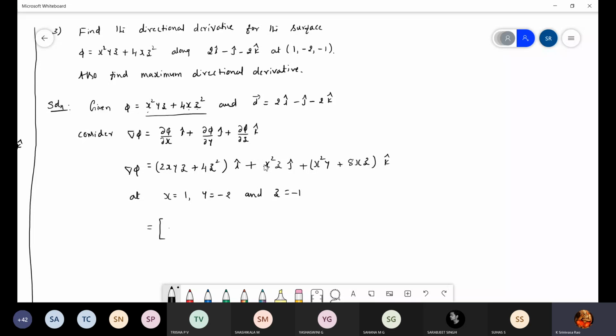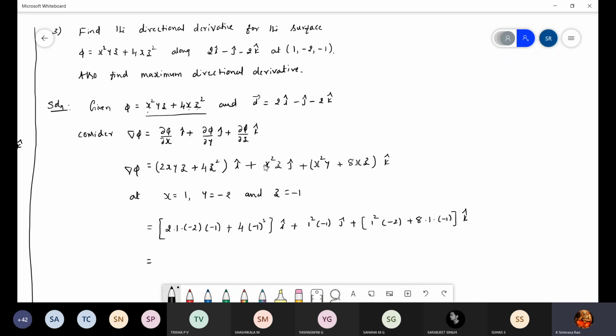Each term you substitute: 2 into x is 1, into y is minus 2, into z is minus 1, plus 4 times z square, that is minus 1 whole square. This is the first term with i cap. Plus x square, that is 1 square, plus z, which is minus 1, into j cap. Plus x square, that is 1 square, y is minus 2, plus 8 times x is 1, z is minus 1, into k cap.